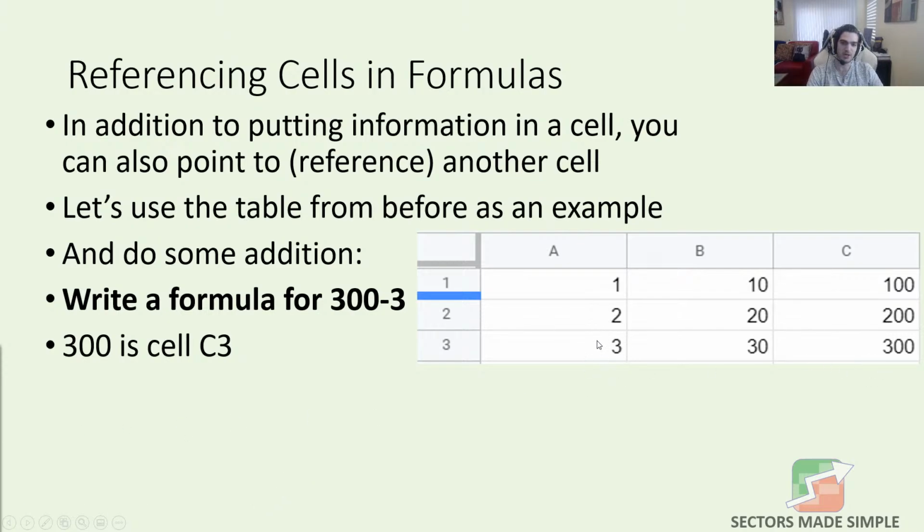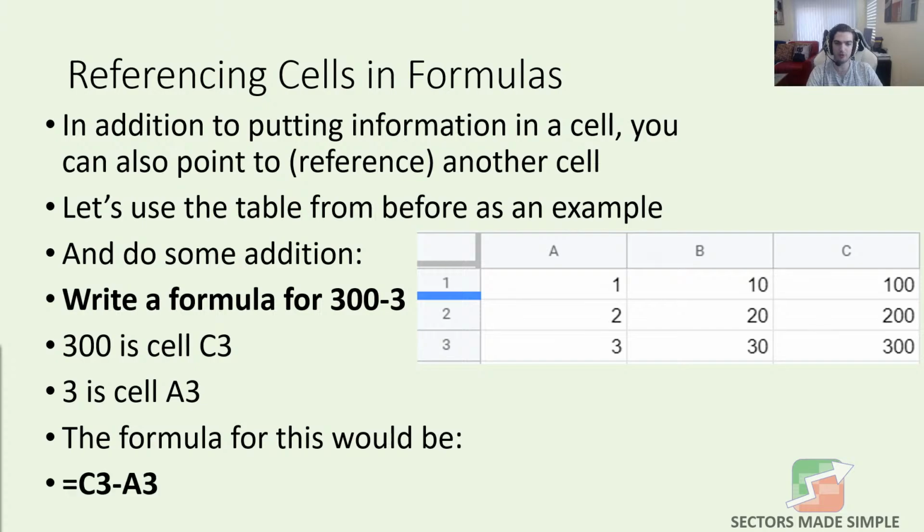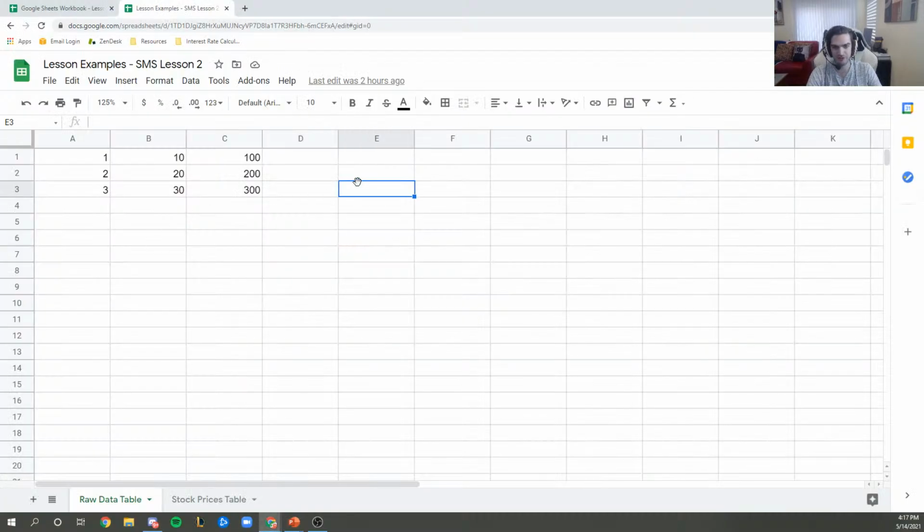The number 3 is in cell A3. So instead of saying 300 minus 3, we can also give the formula. Remember, all formulas need to start with an equal sign. We have equal C3 minus A3, because that means C3 is 300 minus A3 is 3. And that would give us the answer. Well, I'm not going to tell you what the answer is. That's silly. Let's just do it, shall we?